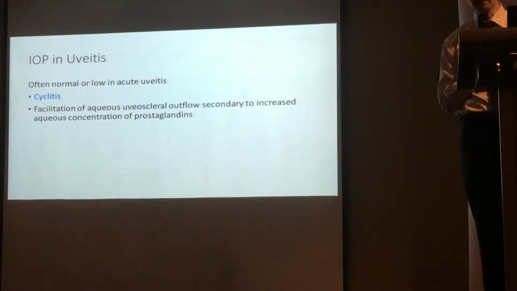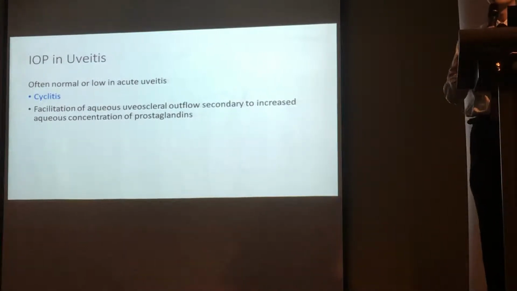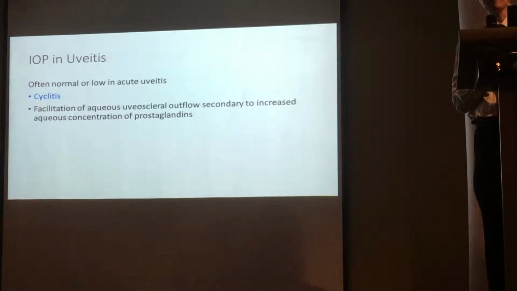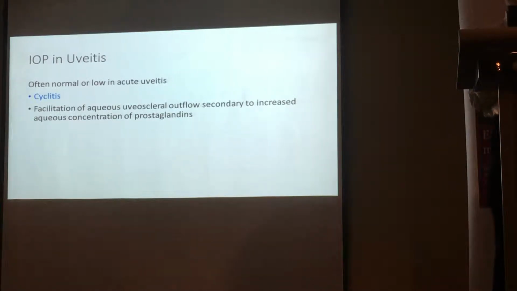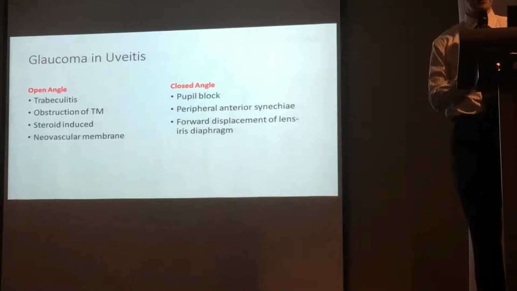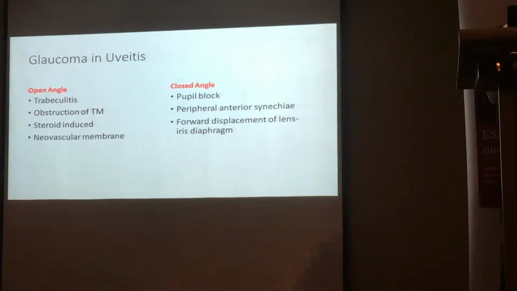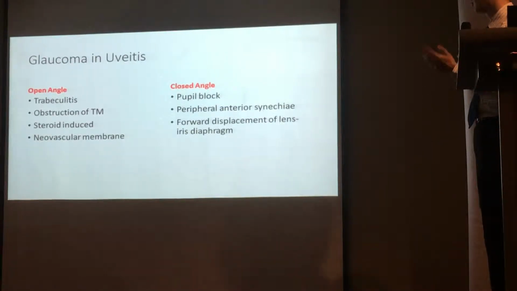And as you remember, the production of aqueous takes place in the posterior chamber, and the aqueous will flow around the front of the lens, through the pupil into the anterior chamber, and it needs to exit the eye through the trabecular meshwork. And if for some reason there is any obstruction to that pathway, then it's going to result in elevated intraocular pressure. So in both the open angle as well as the closed angle situation, glaucoma can occur.